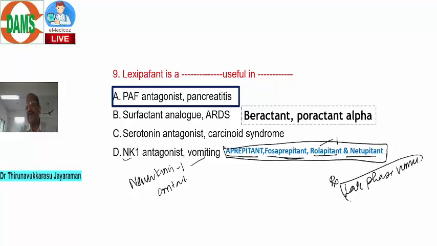When you give anti-cancer drugs, they may cause early phase, immediate vomiting, and sometimes vomiting 24 or 48 hours later. So for treating late phase vomiting due to anti-cancer drugs, they use this, because all these have a very long duration of action. So aprepitant, fosaprepitant, rolapitant, netupitant are anti-emetics belonging to the neurokinin 1 blocking group.